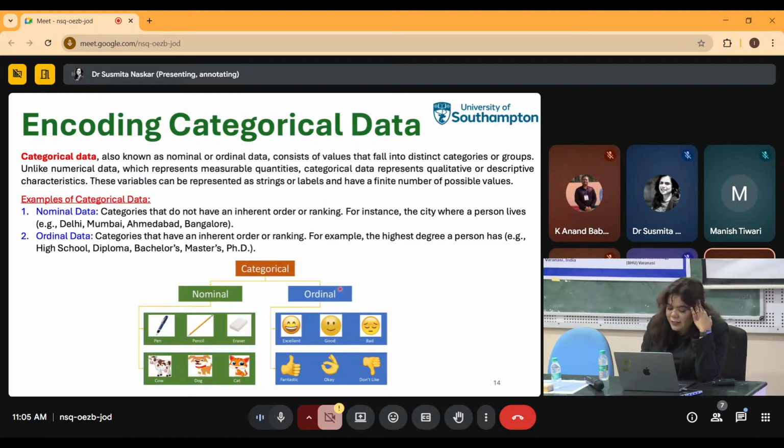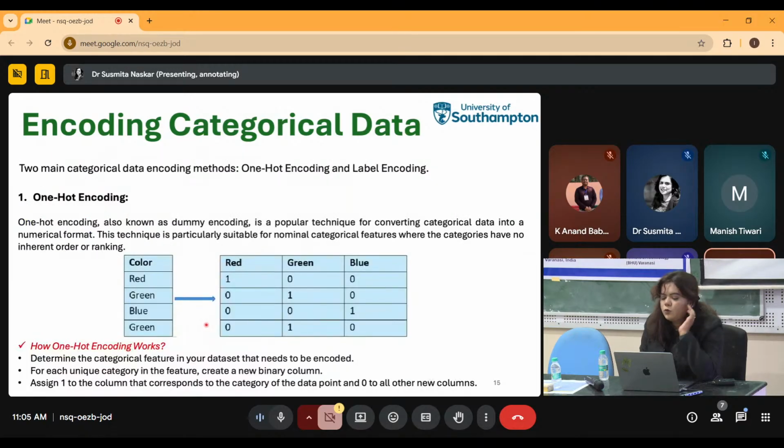Whereas in the ordinal, we try to show different emotions, like happy to sad, right? And in a similar way, you do have some kind of order. This does not have any order. As simple as that, right? Now, the two common ways to encode the categorical feature, as I said, are one-hot encoding and label encoding, right?